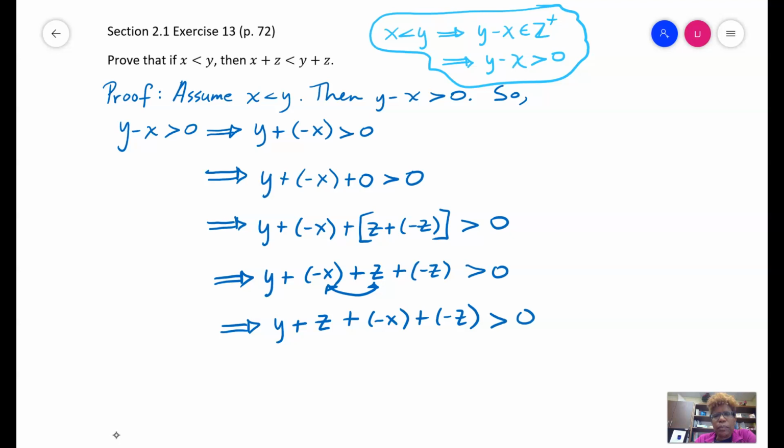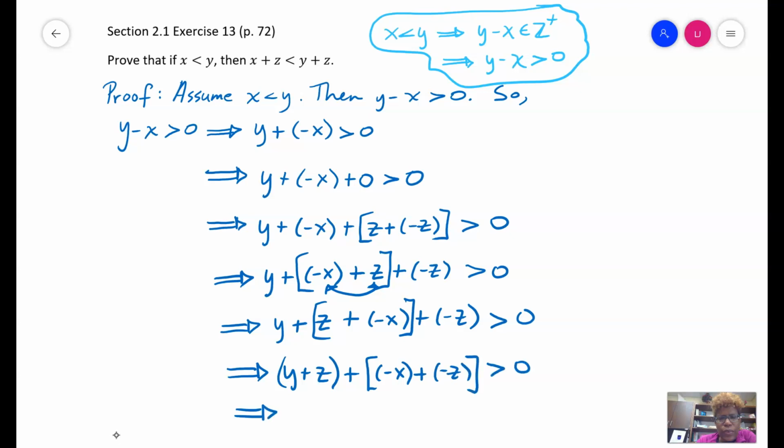So we did use the associative property because I can always regroup. So instead of grouping the z and the inverse of z, I can regroup it as negative x, or the inverse of x, plus z, right? But then I can use the commutative property and switch the inverse of x and z around. And then again I can use the associative property to regroup, and this would be y plus z plus negative x plus negative z.